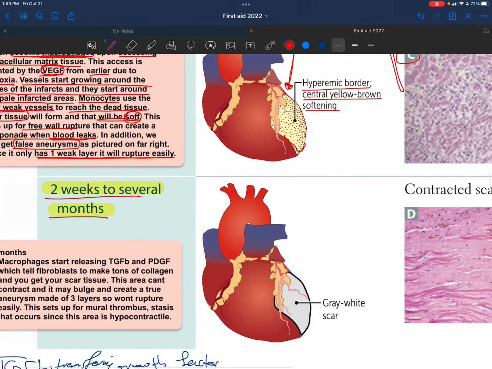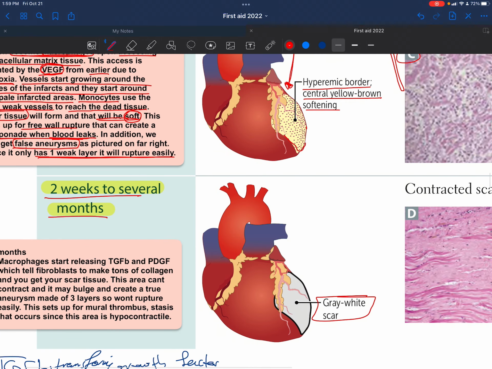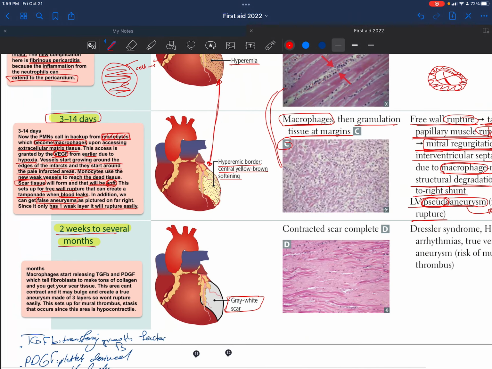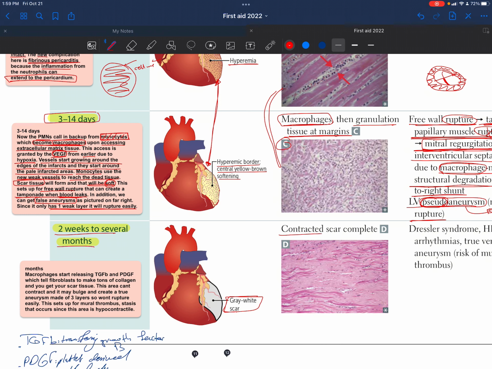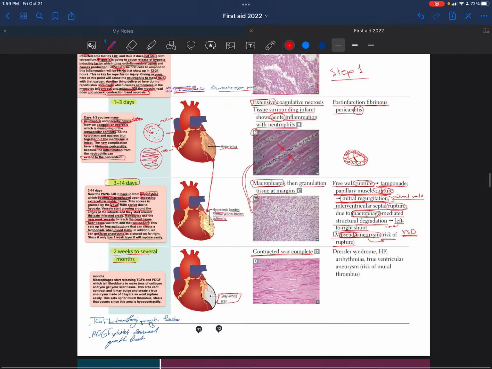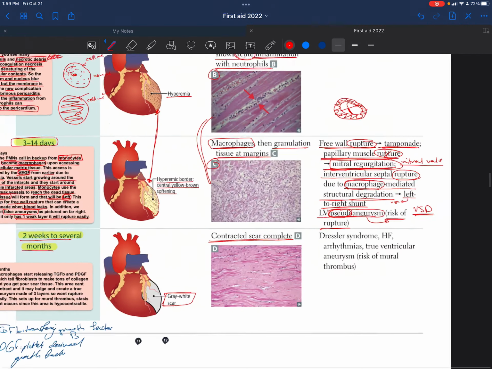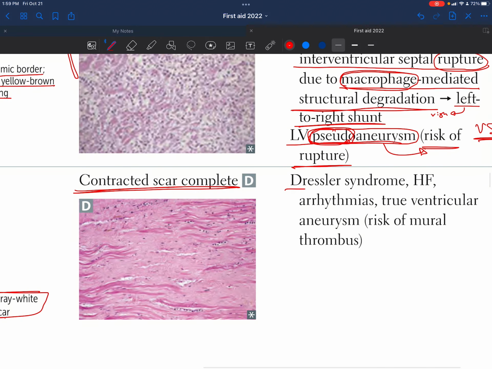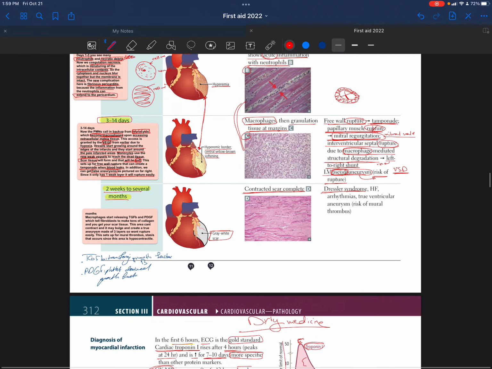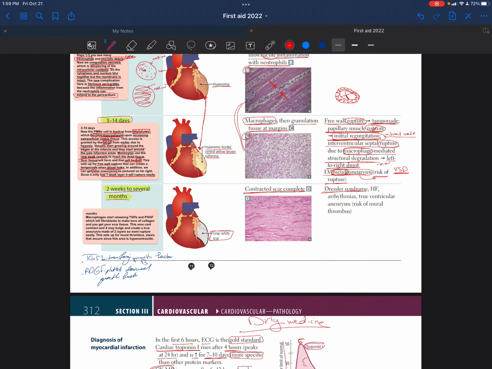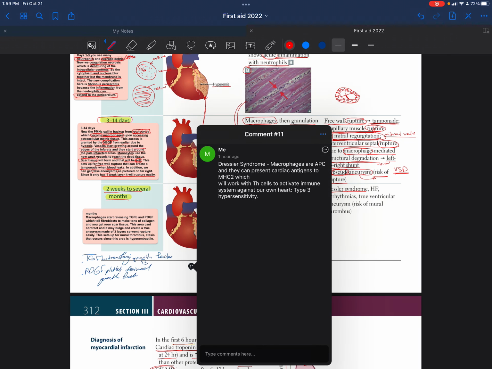For the last period, from 2 weeks to several months, we can see that the great white scar started to occur. We have the contracted scar completed. Now it's tough, it's strong, it can hold better than before. For the complications, we could see Dressler syndrome. Dressler syndrome is, we're going to talk about it.